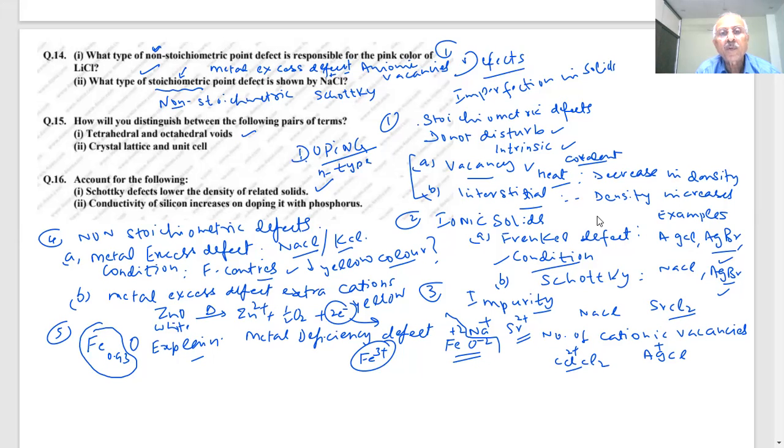Phosphorus belongs to which group? N-type. Which group is phosphorus? Group 15. And what group is silicon? Group 14. Okay, silicon is group 14 and phosphorus is group 15. Give me an example of P-type doping. P-type doping is when silicon is doped with group 13 elements like boron or aluminium.